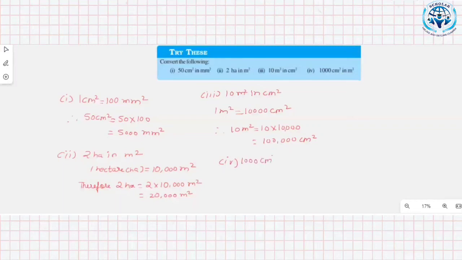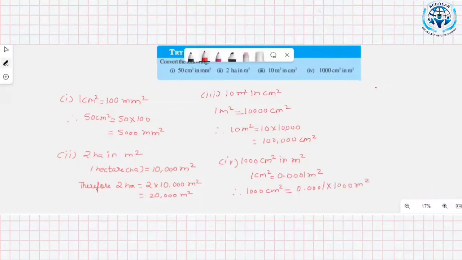Fourth one, 1000 centimeter square in meter square. Now we are converting smaller unit into larger unit. 1 centimeter square is equal to 0.0001 meter square. It is in decimal, so we will multiply 0.0001 and 1000 to get the unit in meter square, 0.1 meter square. You can see when the smaller unit is converted into larger unit, the number of units decrease from 1000 to 0.1.